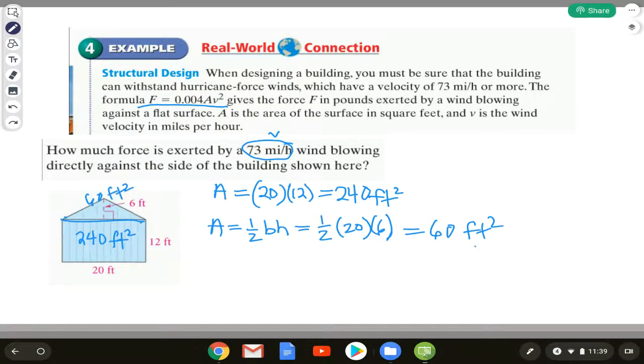Okay, so the area of that side of the building is just going to be 300. Let me put little subscripts. My total area will be A1 plus A2, which is 300 square feet. That's part of the answer, but not all of it. They want to know the force that it's going to withstand, so we have to plug that back into our equation. The force will be 0.004 times my area, 300, that I just found.